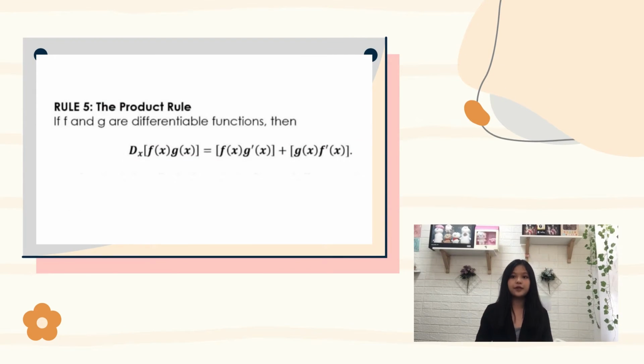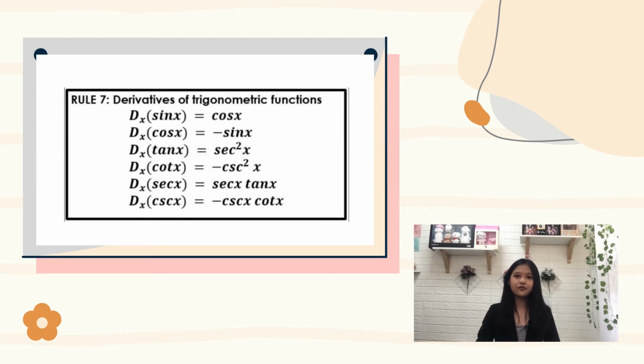The first thing we need to do is to apply the product rule, which states that the derivative of the product of two differentiable functions is the first function times the derivative of the second function, plus the second function times the derivative of the first function. Since we have trigonometric functions, we will need rule number 7 that states the derivative of sine x is equal to cosine x and the derivative of cosine x is equal to negative sine x.